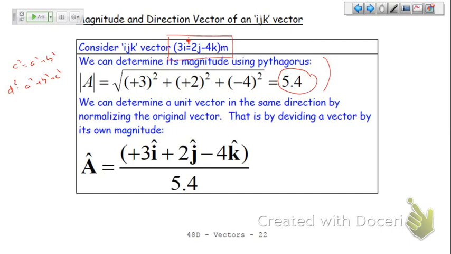So I can find the unit vector that points in this direction by writing down the original vector and dividing it by its own magnitude. So in this case, I'd take this 3i plus 2j minus 4k and divide it by 5.4. So that's how you find a unit vector. You find the unit vector by taking the original vector and dividing it by its own magnitude, and you've got a unit vector in the direction that you want. That means you can multiply that unit vector by a magnitude and it won't change the size of something. Let me give you an example of that.